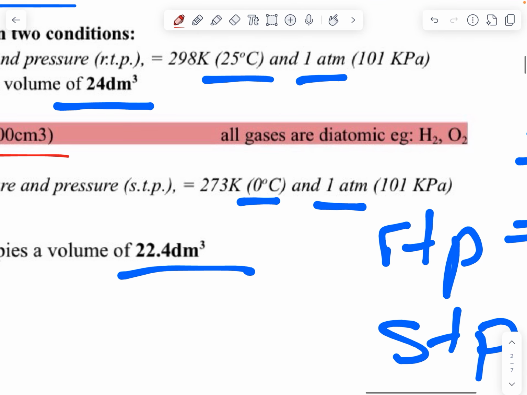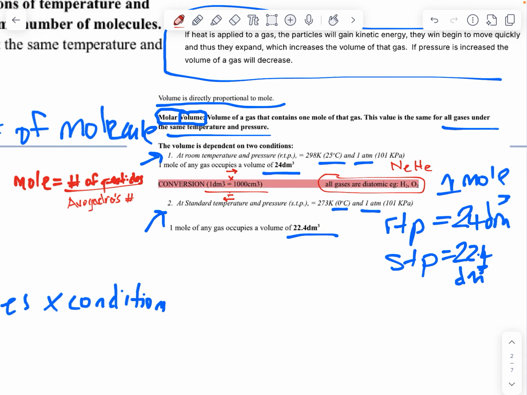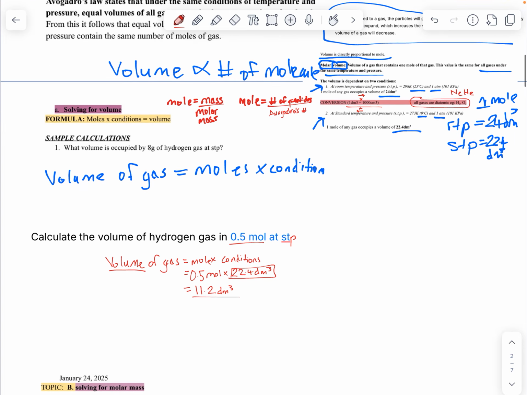All gases are diatomic. This is very important. All gases are diatomic. Hydrogen gas is H2, oxygen gas O2. The only ones that are not diatomic are our noble gases. So helium, neon, xenon, those are not diatomic. They're monoatomic. They exist as one. But all the others, nitrogen, hydrogen, oxygen, all of those are diatomic. Just bear that in mind because we're going to have to do some calculations relating to that.